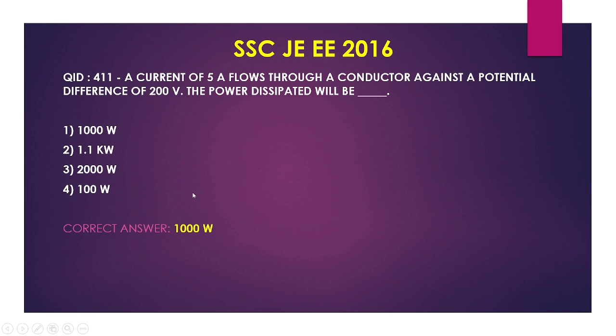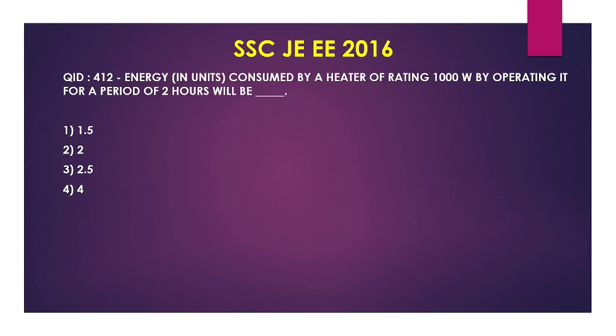Using the formula P is equal to VI, we can directly get this answer. That is 1000 watts, and 1000 watts can also be called 1 kilowatt. It is 1000 watts or 1 kilowatt. Okay, this is the answer. Now let me move to the next question.